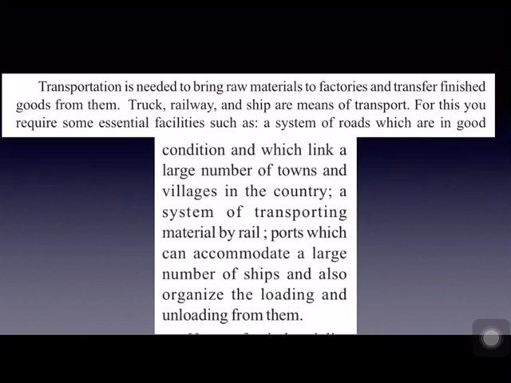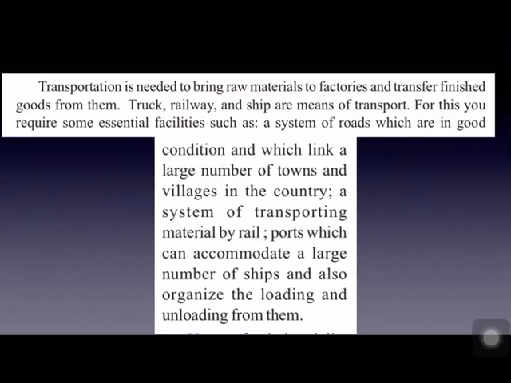And these raw materials are to be transported to factories from agricultural fields or mines, and also to transfer manufactured goods from factories. Once the production is over, these manufactured goods are to be transported from factories to the markets for sale. For this, transportation is needed. Trucks, railways, ships, these are different such means of transport.